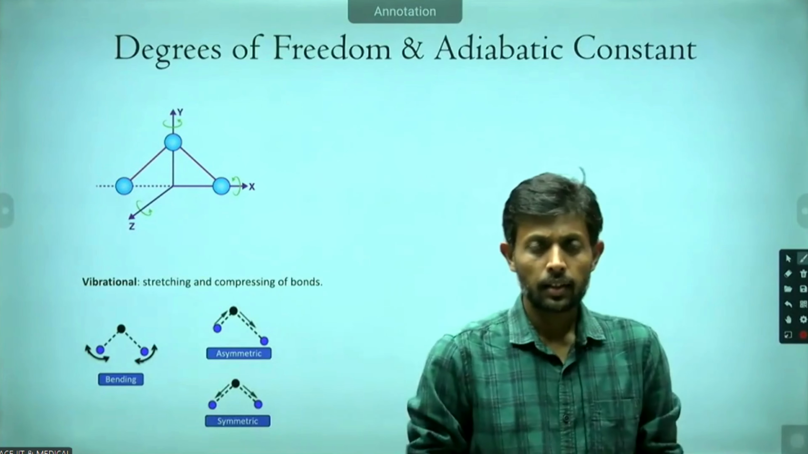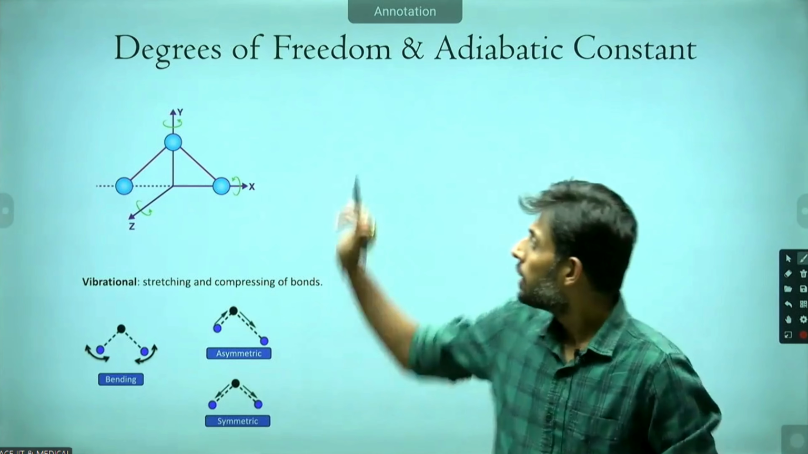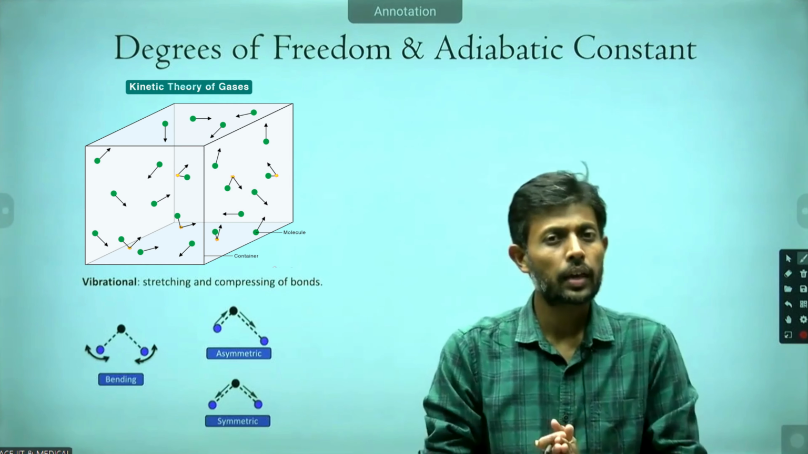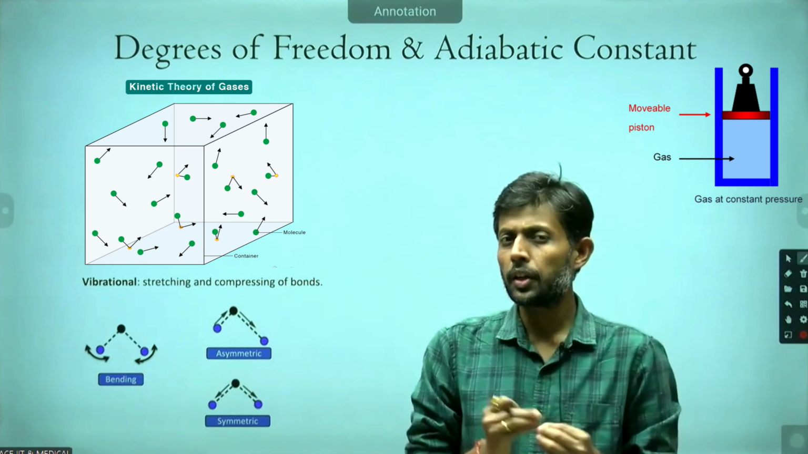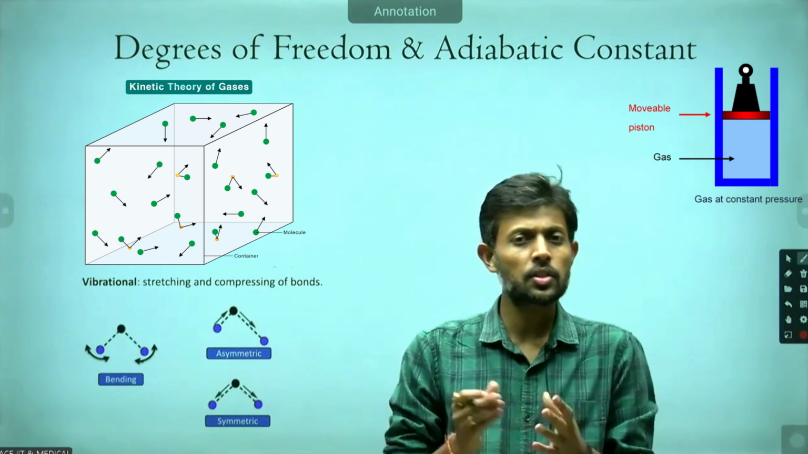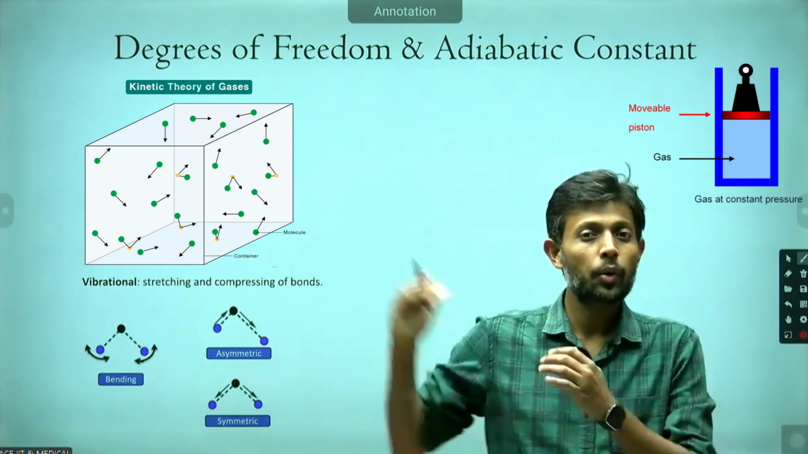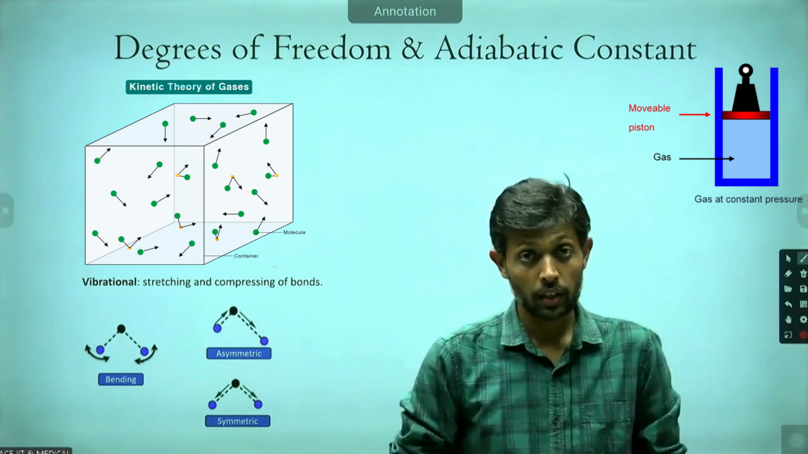Hello, everyone. In this session, we are going to look at degrees of freedom. Degrees of freedom of a gas. Now, in kinetic theory of gases, as well as in thermodynamics, you would see that degrees of freedom for a gas is mentioned again and again. What does that mean? How to deal with that? How is that related to the adiabatic constant? That is what we are going to see in this session.